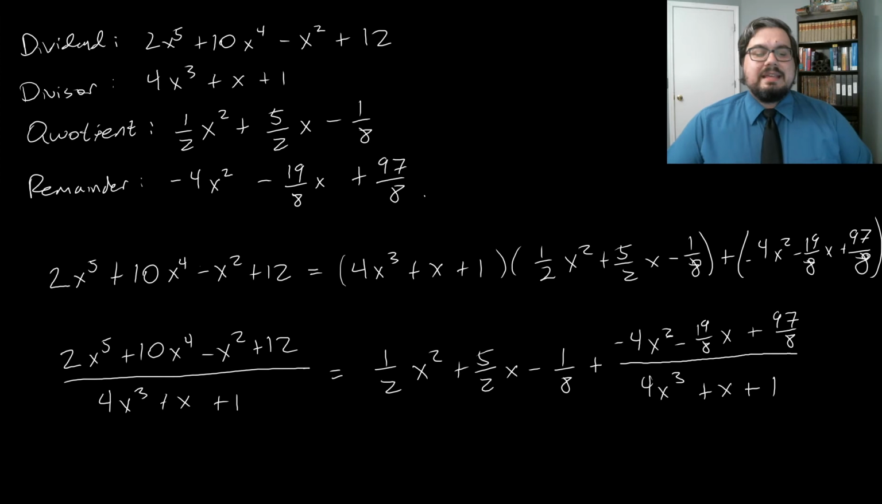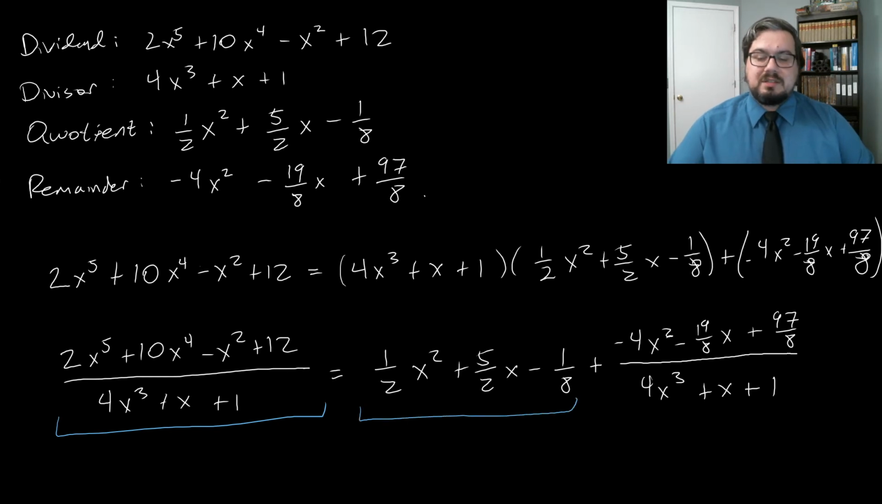And so this gives us another way of writing down a rational function. If we have a rational function where the degree of the numerator is greater than the degree of the denominator, we can use this process to write it down as a sum of a polynomial plus another rational function, but this rational function has the degree of the numerator being less than the degree of the denominator.